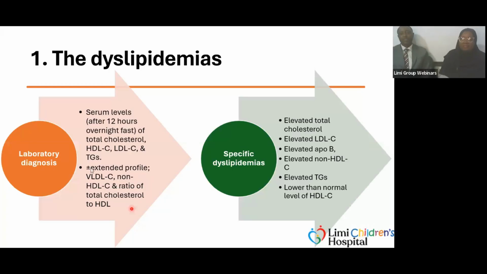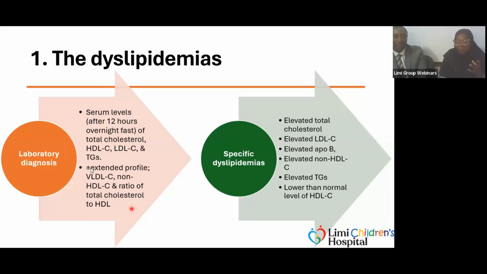So the dyslipidemias, this is number one. In the dyslipidemia, how do we assess them? Usually laboratory diagnosis, usually 12 hours of fasting. But you might ask, how do you tell a child to fast? Well, we'll talk about that later when you see the age group of people we are assessing, so you know that they can actually fast.